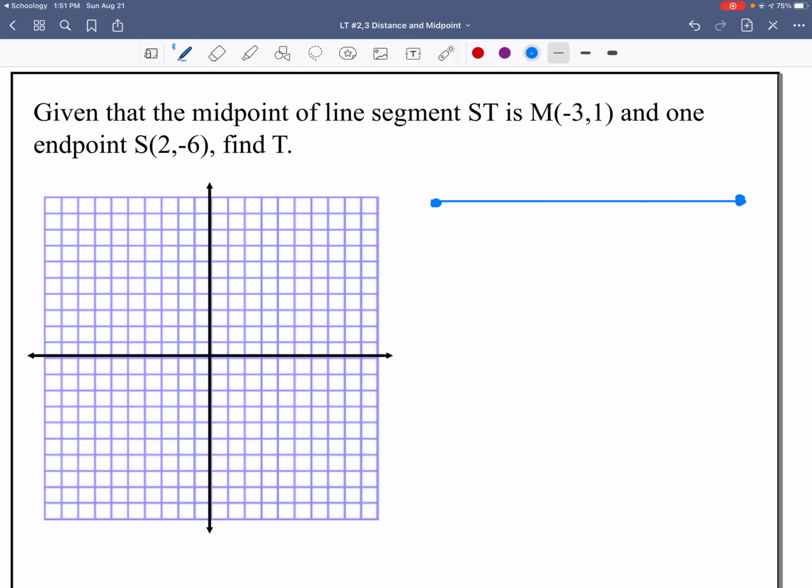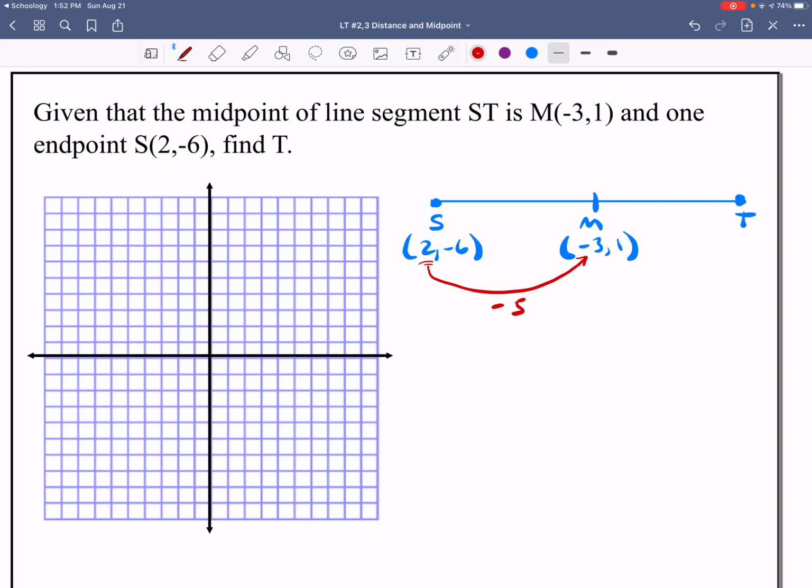So we've got the two endpoints. The midpoint here is at negative 3, 1, and we have S at 2, negative 6. We've got to get what's at T. We could just create sort of this makeshift graph; we're not going to use the coordinate plane. We can look in terms of, what did I do to 2 to get to negative 3? Meaning, on a number line, if you start at the number 2, what do you have to subtract to get to negative 3? We subtract 5.